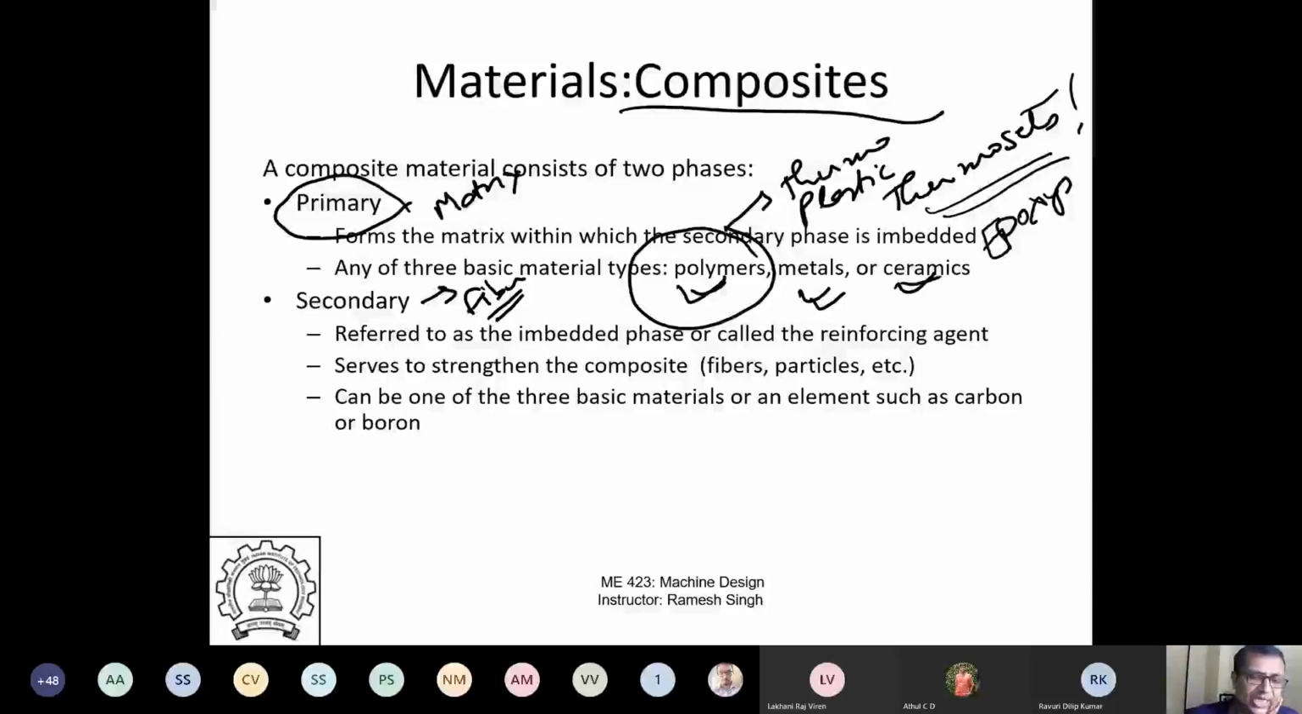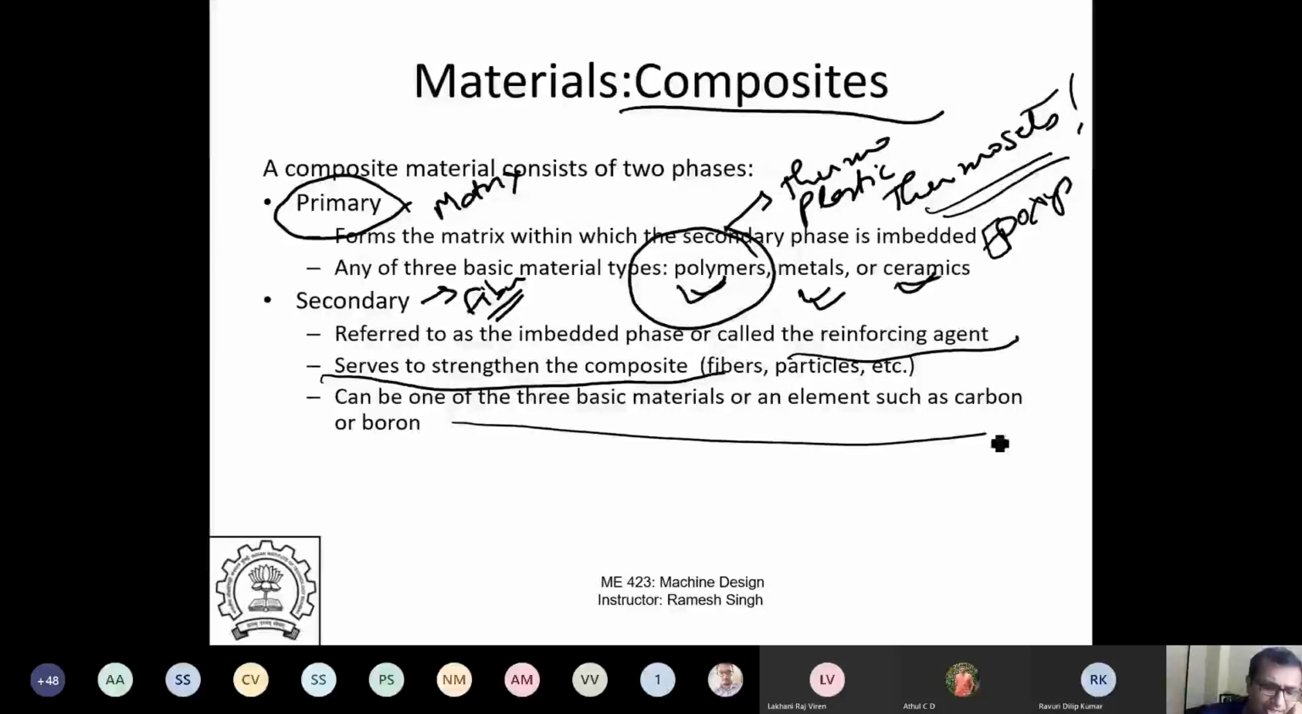The secondary phase is called the embedded phase or the reinforcing agent. So you actually put some either hard phase or some specific material to get an additional property. Primarily it is to strengthen the composite. It can be in the form of fibers, particles, flakes, all sorts of things. It can be one of the three basic materials, polymers, metals and ceramics, or carbon or boron. You can also have carbon and boron there.